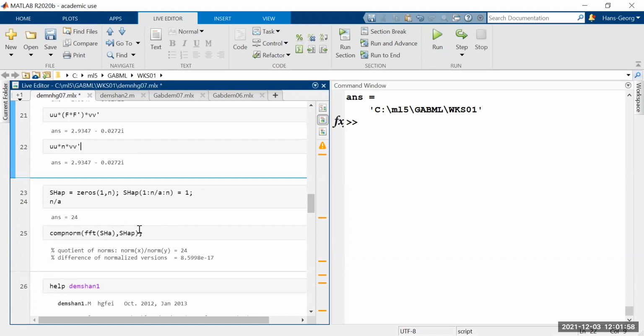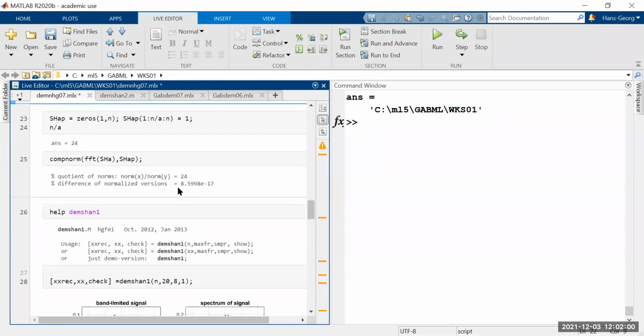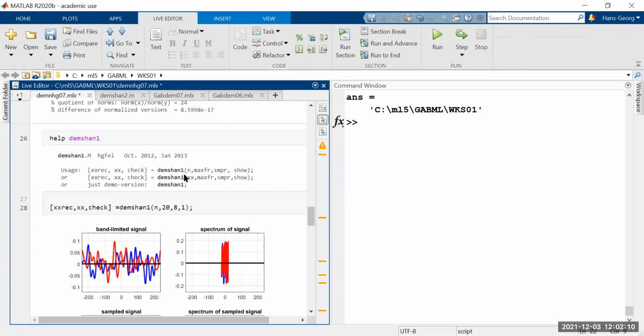So this is just one way of preparing for the Shannon sampling theorem and the Poisson formula. And I will try to explain those things to you today in more detail.